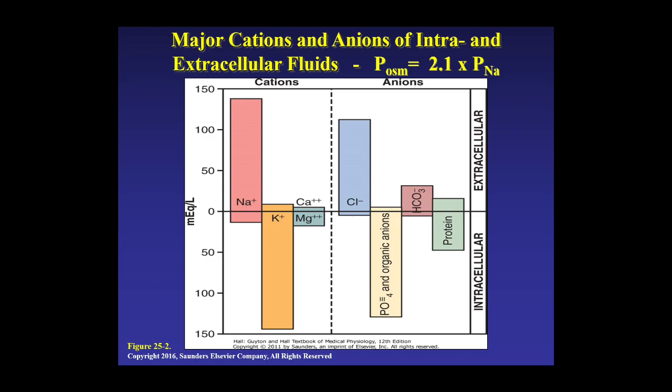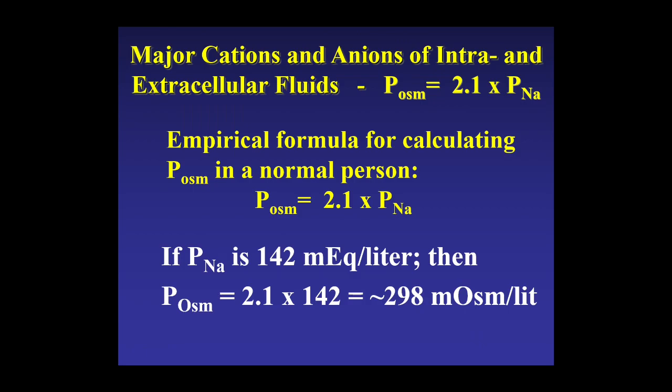So really, if I take a blood sample or a plasma sample from somebody, and I have an idea how much sodium this person has in their extracellular fluid compartment, I probably can predict what the osmolality is going to be. And we will see how we do that in a minute. Now, we have this empirical formula. If I know the sodium concentration in the plasma, I multiply this by 2.1 and it will give me the plasma osmolality.